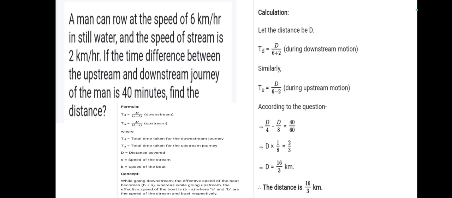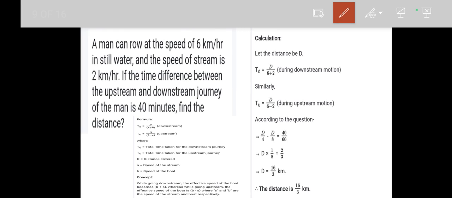Next question. A man can row at a speed of 6 kilometers per hour in still water, and the speed of the stream is 2 kilometers per hour. If the time difference between upstream and downstream journey of the man is 40 minutes, then find the distance.